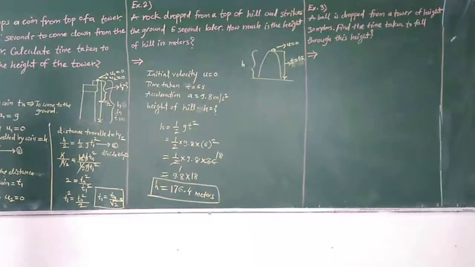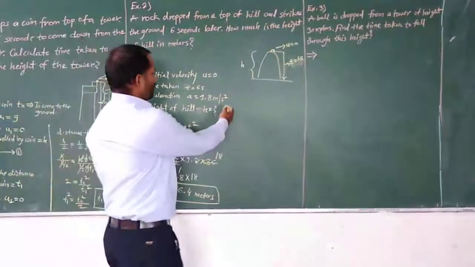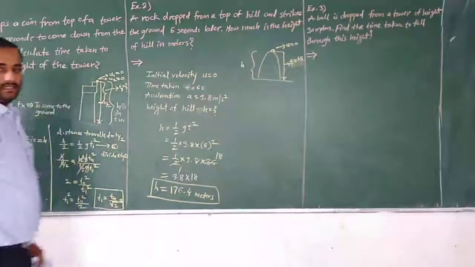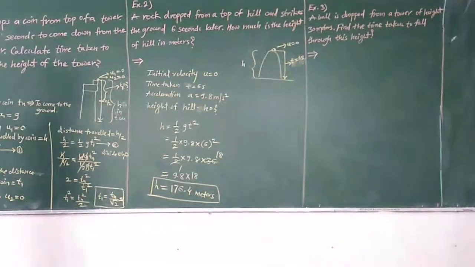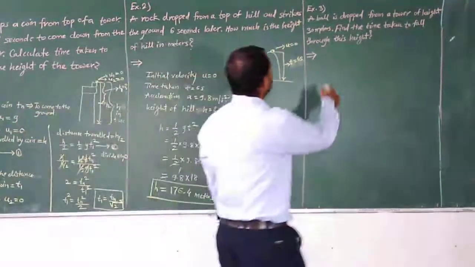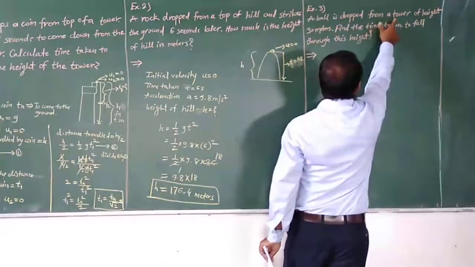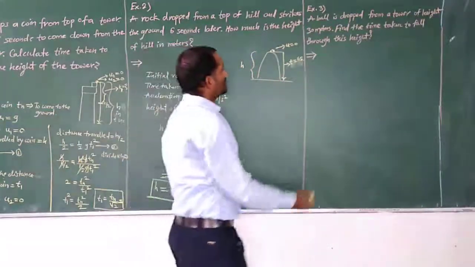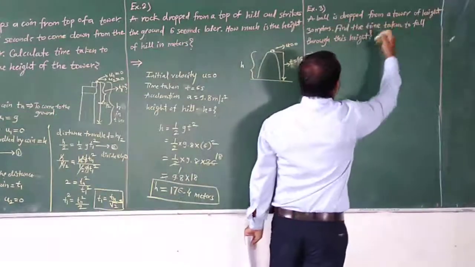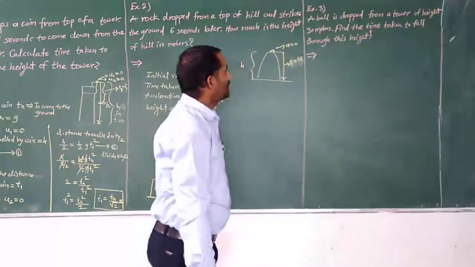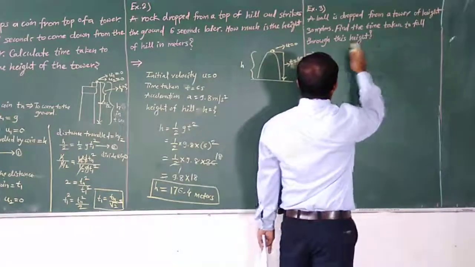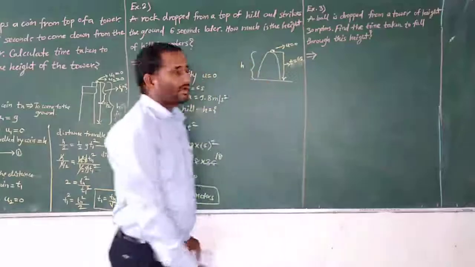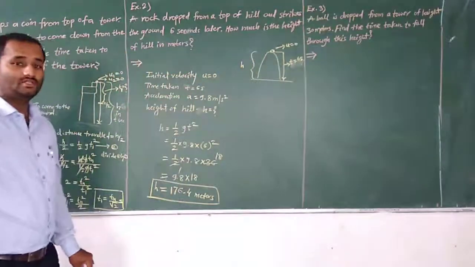हा झाला प्रॉब्लेम नंबर सेकंड. आता आपण प्रॉब्लेम नंबर 3 पाहूया. A ball is dropped from a tower of height 30 meters. Find the time taken to fall through this height.